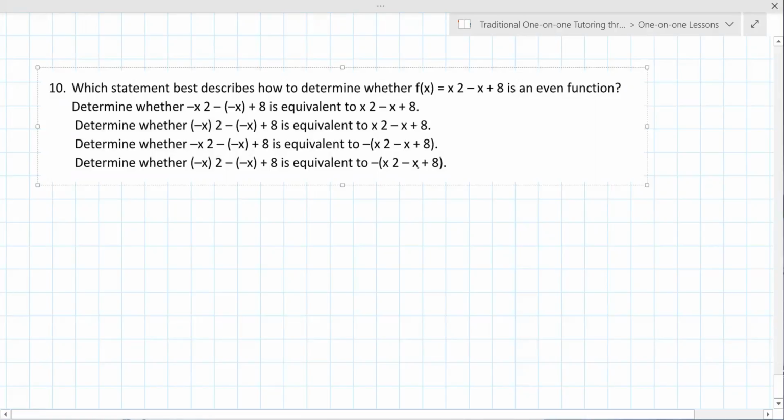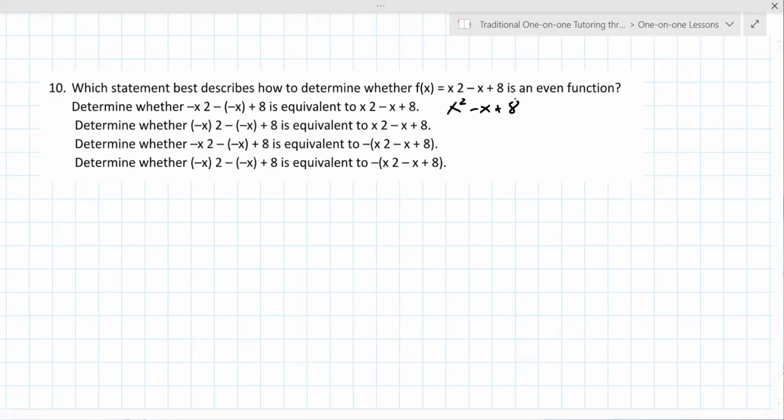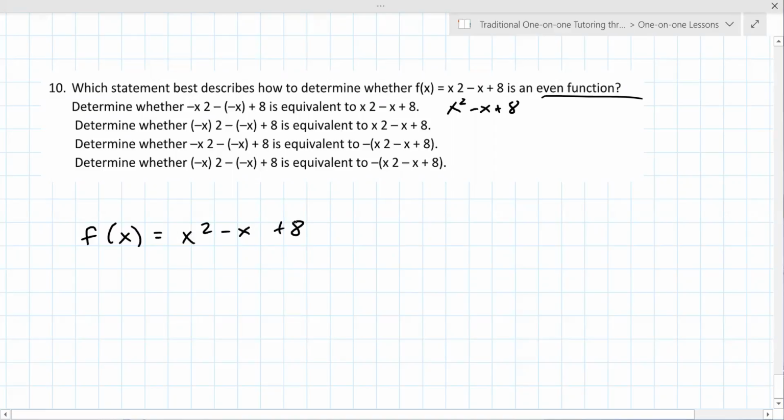This one's not formatted great, but I'll try to emphasize what it is. So I believe this is x squared minus x plus 8. Yes. Okay. They all should have those little arrows. I'm sorry that they don't. That's okay. Let's go through the steps of how you figure out whether it's an even function. And to do that, you're going to put negative x in for x. So that's negative x squared minus negative x plus 8. So you don't touch the other numbers, just to be clear.